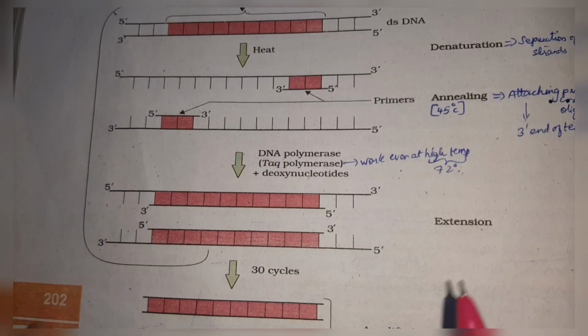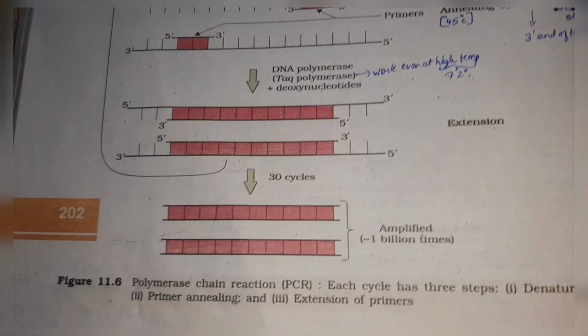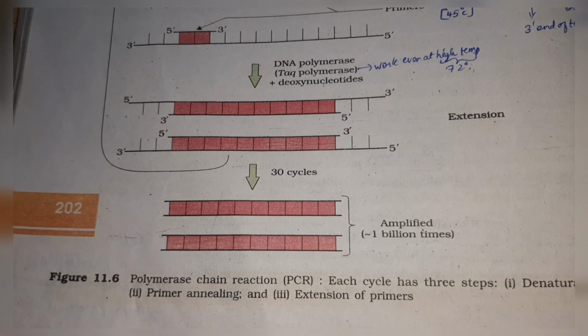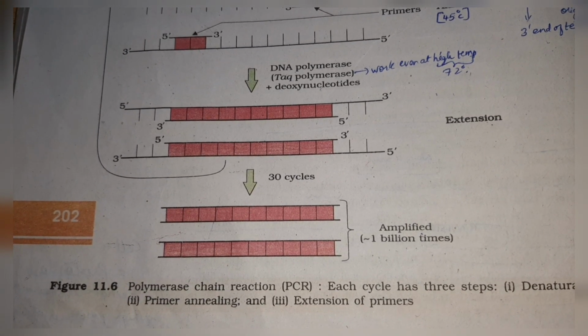Then the next step we have is extension, in which the DNA strands are extended. Then the last one is amplification. That is nothing but repetition of that cycle. If it is repeated 1 billion times, you get 1 billion copies. This is the mechanism of amplification of gene of interest using PCR.